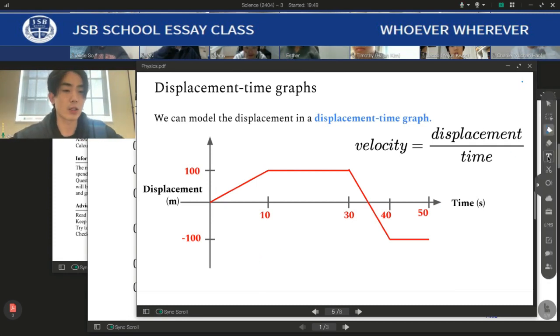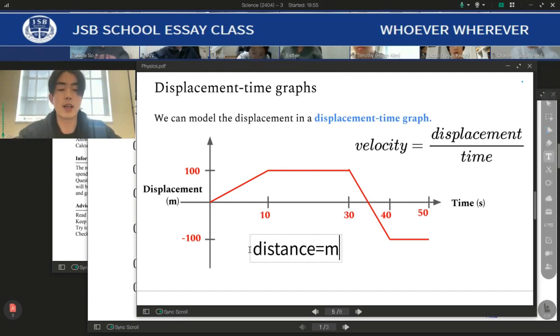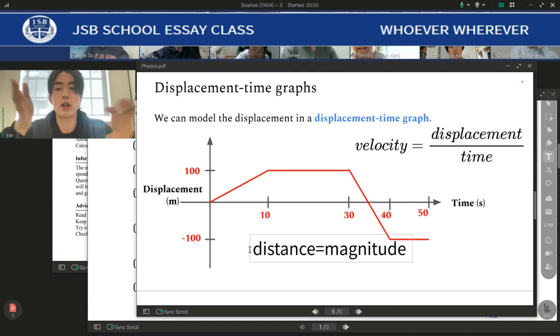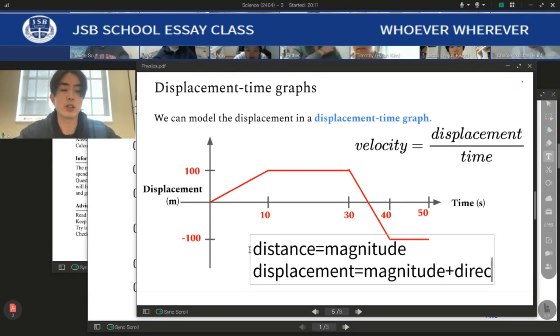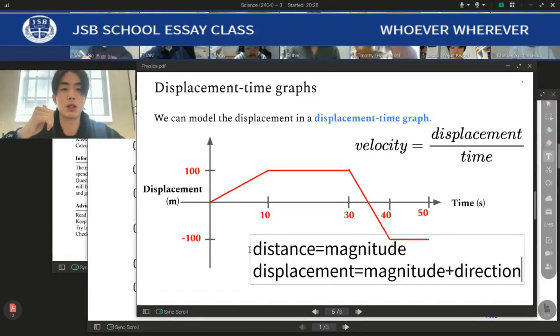Distance has a magnitude. Magnitude just means a number. So, for example, distance can be 10 meters, 100 kilometers, 100 miles. It's just got a number. Displacement is the same thing as distance, but it has a magnitude and it also has a direction. For example, 10 meters left, 100 miles north, 10 kilometers towards Korea. That's a displacement because it has the number and a certain direction. So that's the difference between a distance and a displacement.